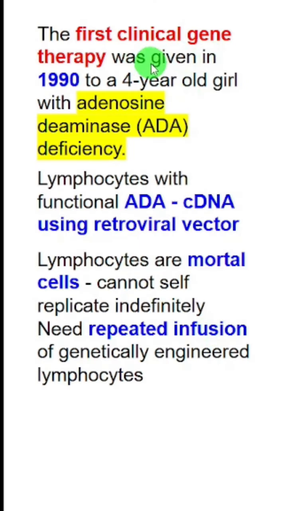The first clinical gene therapy was given in 1990 to a 4-year-old girl. And what was essentially done here is ADA cDNA. The enzyme cDNA was provided using retroviral vector. So lymphocytes were genetically engineered to express ADA gene using a retroviral vector that would carry the cDNA copy. The only limitation is these lymphocytes are mortal. Mortal means they cannot replicate indefinitely, and therefore a repeated infusion of these genetically engineered lymphocytes is necessary.